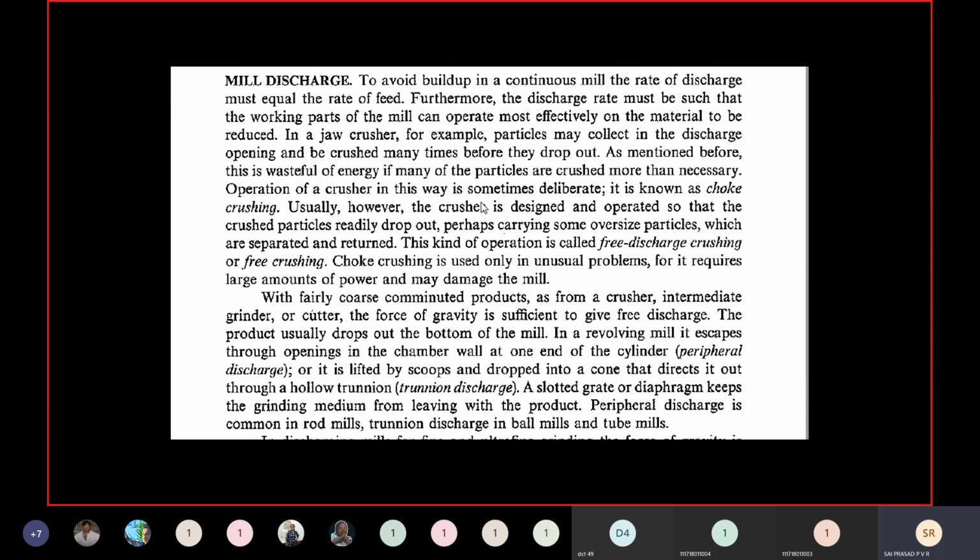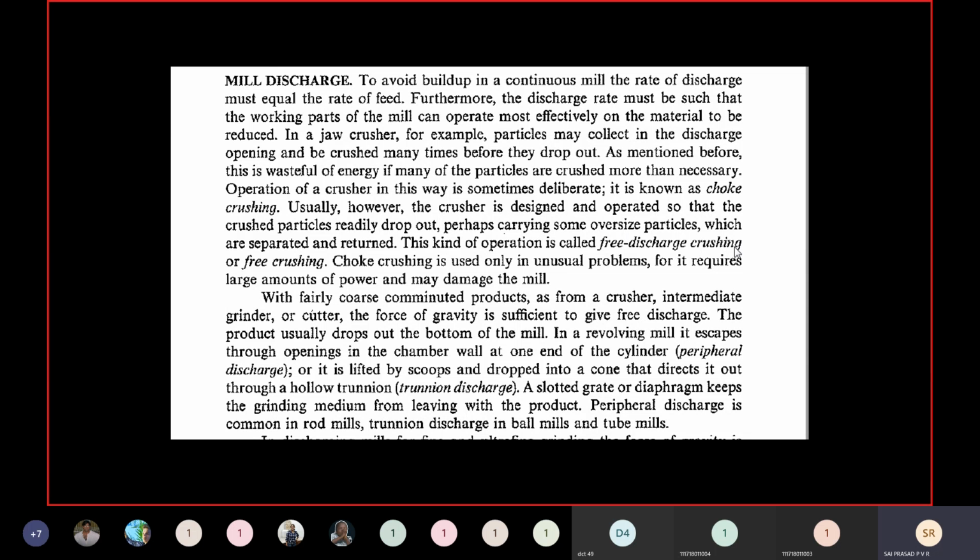Operation of a crusher in this way is sometimes deliberate. It is known as choke crushing. In choke crushing, the feed rate is more and the product discharge is very less. Usually, however, the crusher is designed and operated so that the crushed particles readily drop out, perhaps carrying some oversized particles which are separated and returned. This kind of operation is called free discharge crushing.